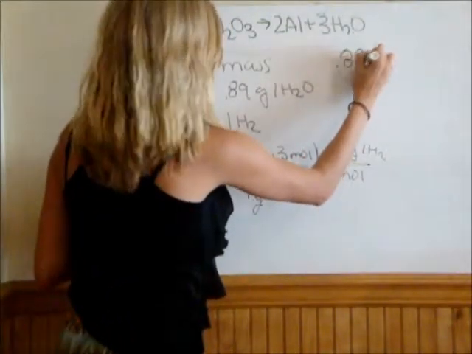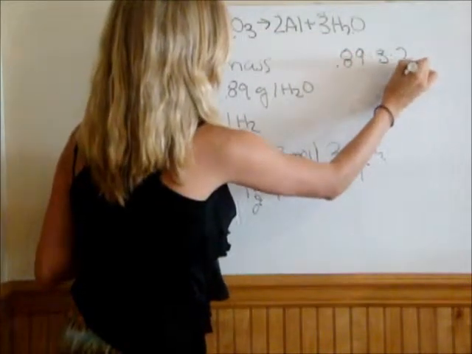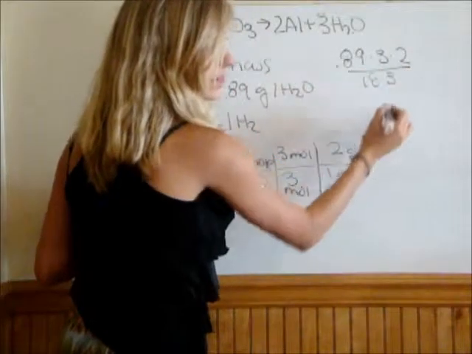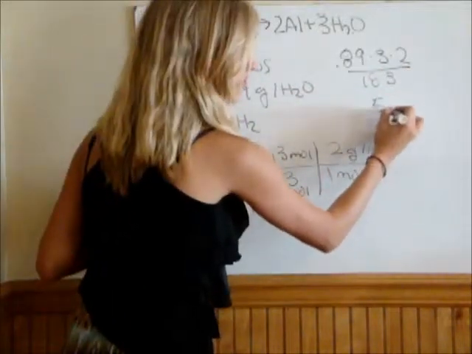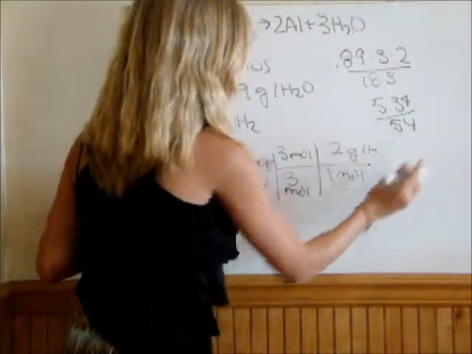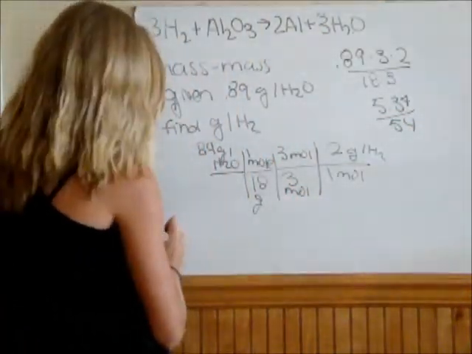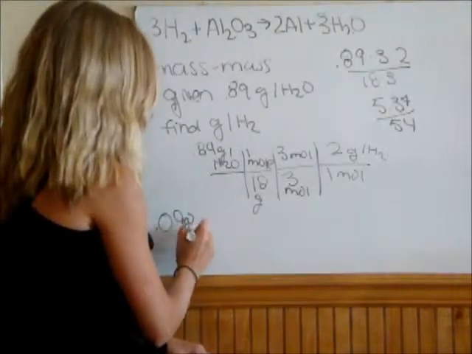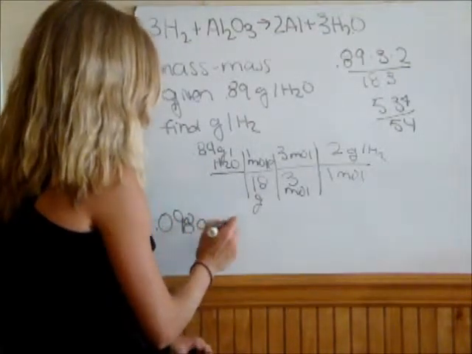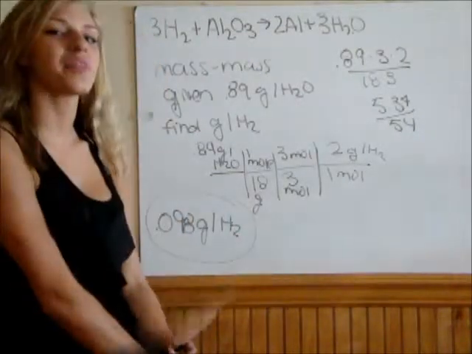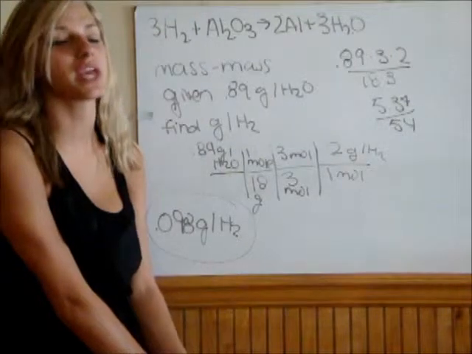So let's do 0.09 times 3 times 2 divided by 18 times 3, which comes to be 5.34 divided by 54, which then for our final answer, which we'll bring down here, is 0.098 grams of hydrogen. So now, that's how you do all 4 different types of stoichiometry problems.